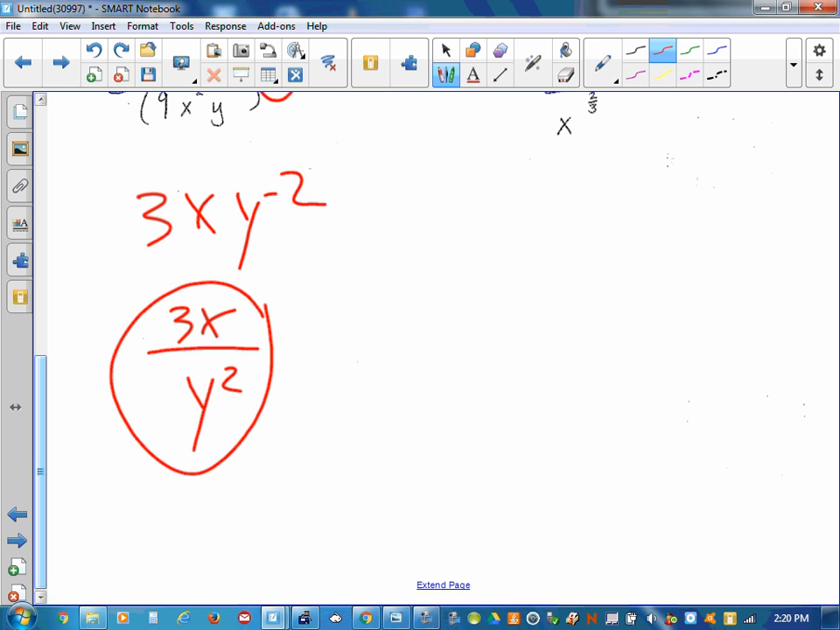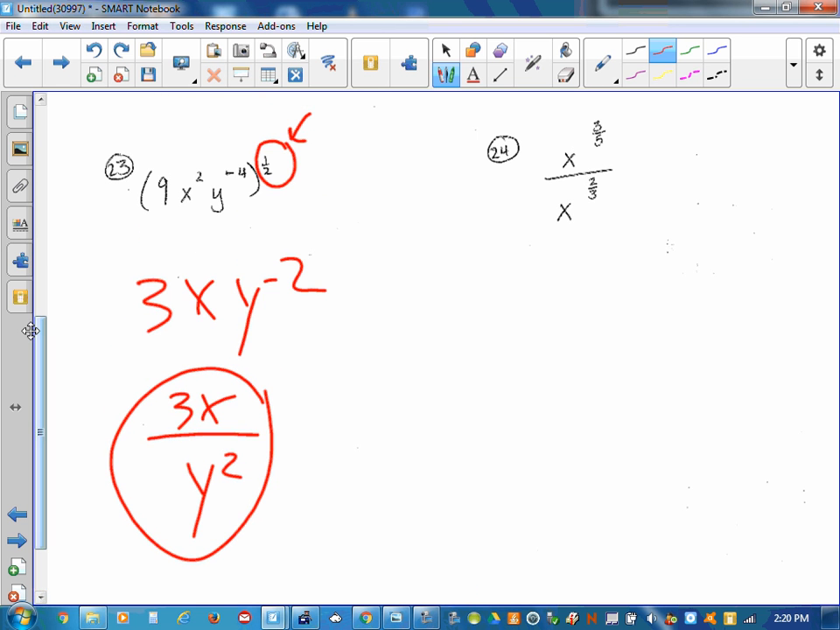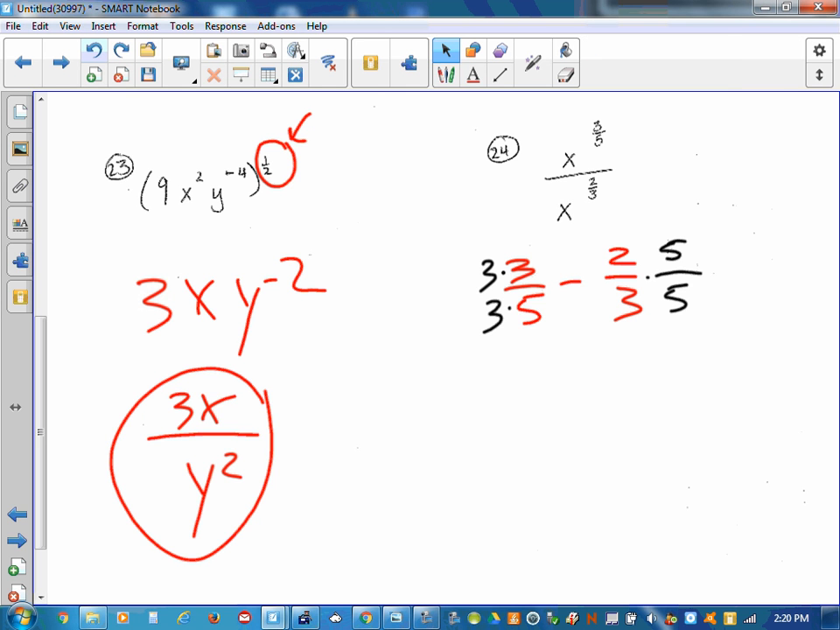And the last problem is division. When you divide like bases, you always subtract the exponents. So essentially, this is 3/5 minus 2/3. I'm going to do, again, this the old-fashioned way. I'm going to multiply the bottom by 5 and the top by 5. That gives me, no, that would be bad. I got ahead of myself. Multiply the bottom by 3 and the top by 3. That would make 15. I'm going to multiply the bottom by 5 and the top by 5. That makes 15. So now I have the common denominator.